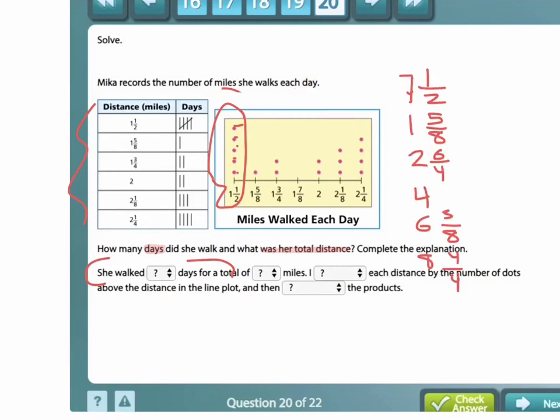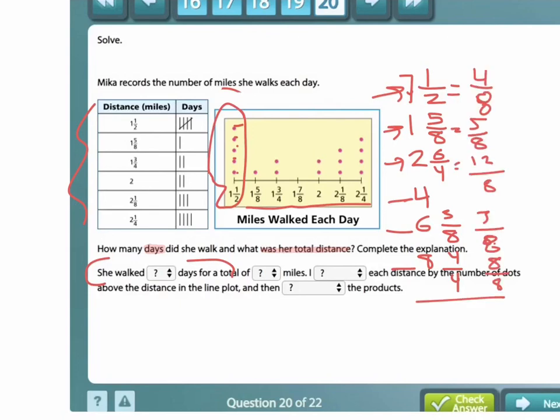So I just went ahead and multiplied the numbers times how many times she walked it, and I come up with these products here: 7.5, 1 5/8, 2 6/4, 4, 6 3/8, and 8 4/4. I did not simplify these yet into mixed numbers. One way to do it is just to find a common denominator between all of these fractions here. So I came up with eighths, and I changed them all into eighths. So a half is equal to 4/8, 5/8 is 5/8, 6/4 is 12/8, 3/8 is 3/8, and 4/4 is 8/8.